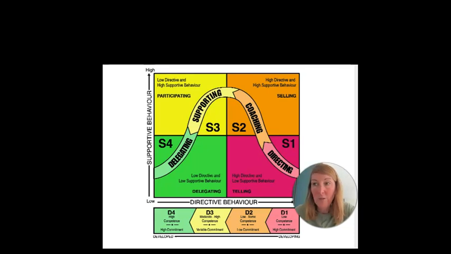One of the times you might really want to think about this is during probation. So if you're going to start using this model for the first time, perhaps you start it with somebody who's going through their probation. This isn't a linear model. People can enter the model at any point. So you can see we've got these 4 quadrants. And if we start over here in S1, this is very much a high level of direction, and you're basically telling the person what to do. So this is where you would start off in a probation period.